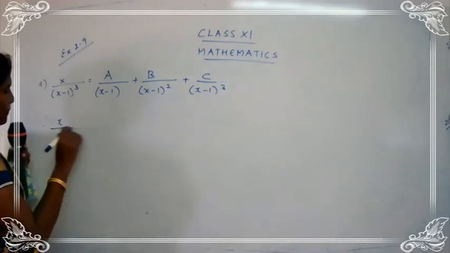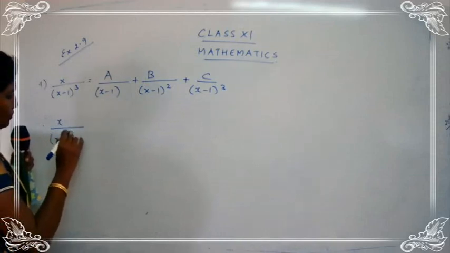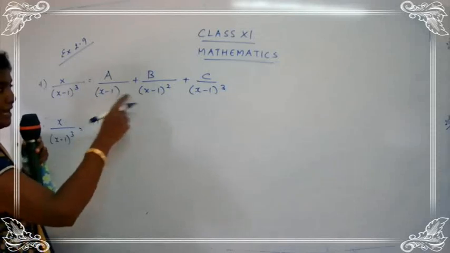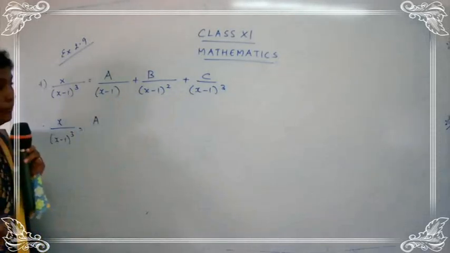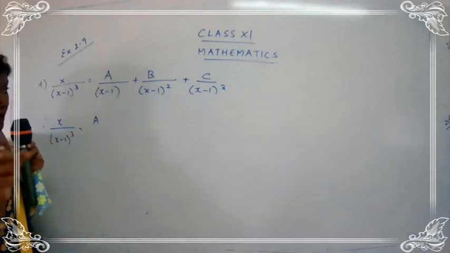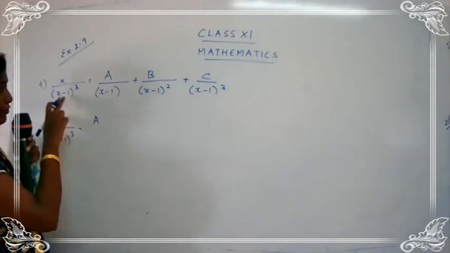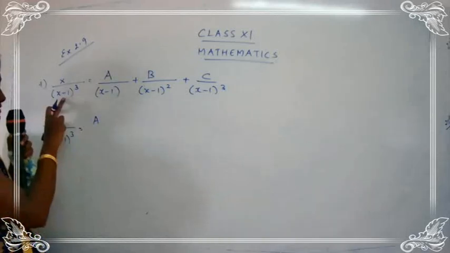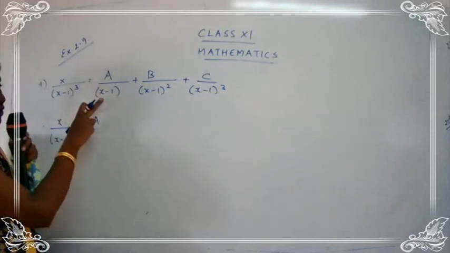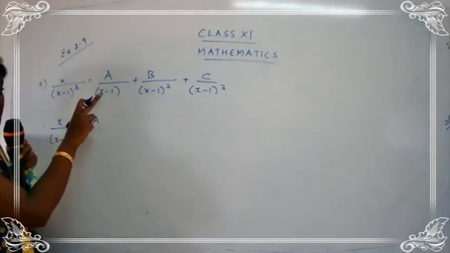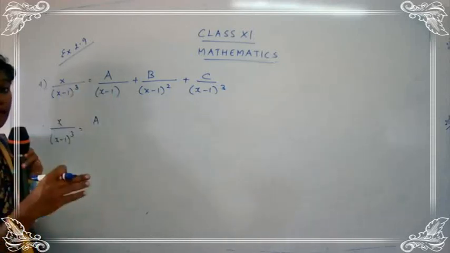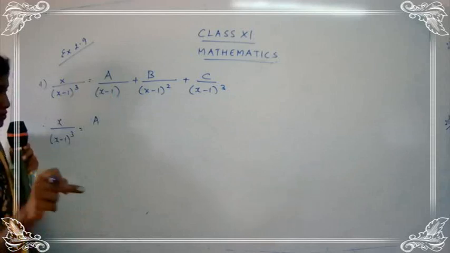Therefore, x upon x minus 1 the whole cube is equal to a. This is x minus 1 and you can see the highest power as x minus 1 the whole cube. That means here we have to multiply by x minus 1 the whole square. Just see carefully children. I told you that we want the common denominator. So here it's x minus 1 the whole cube. Here also I want x minus 1 the whole cube. But what is present already? x minus 1 is present. So by which factor are you going to multiply? You are going to multiply by x minus 1 the whole square.